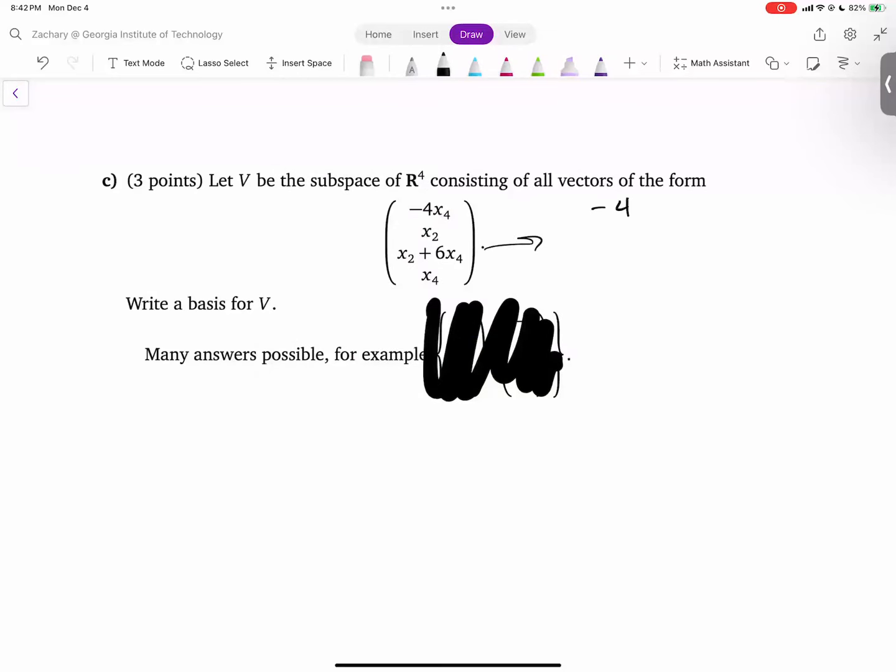As -4, 0, 6, 1 times x4 plus 0, 1, 1, 0 times x2. This is me separating these things out into 2 separate parts. And now what we have is any combination of these 2 vectors will be in our space. So any combination of these 2 vectors forms a basis. This is just one where you have to recognize, pull it apart, see the vectors. Cool? Other questions?